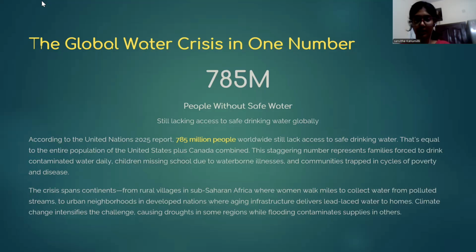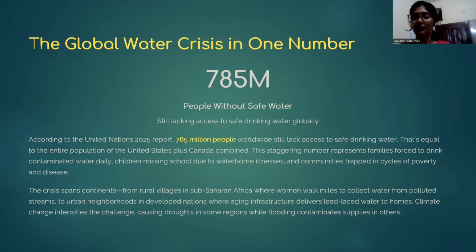The global water crisis in numbers. 785 million. There are 785 million people still lacking access to safe drinking water globally. According to the United Nations 2025 report, 785 million people worldwide still lack access to safe drinking water. That's equal to the entire population of the United States plus Canada combined.